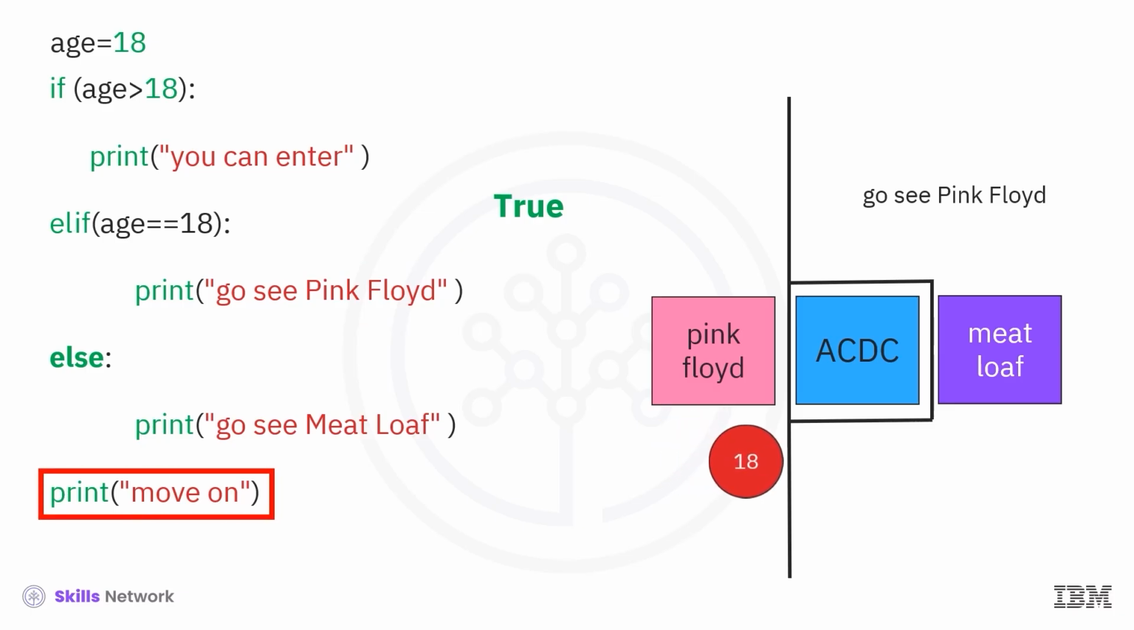If the variable age was 17, the statement "go see Meatloaf" would print. Similarly, if the age was greater than 18, the statement "you can enter" would print. Check the labs for more examples.